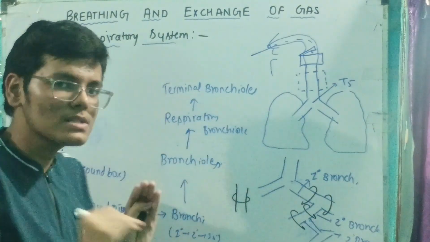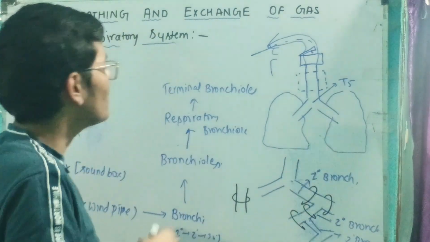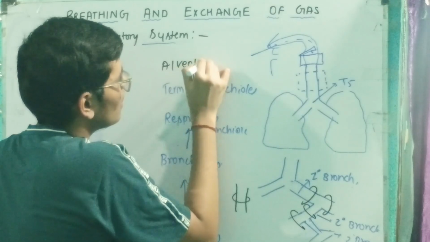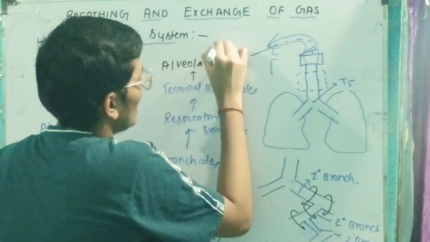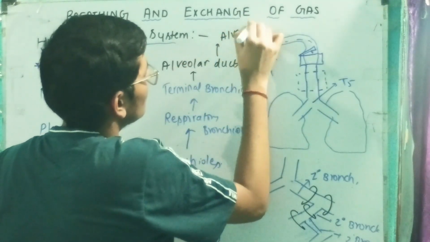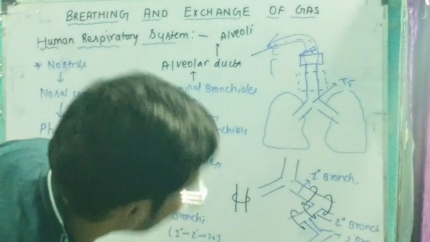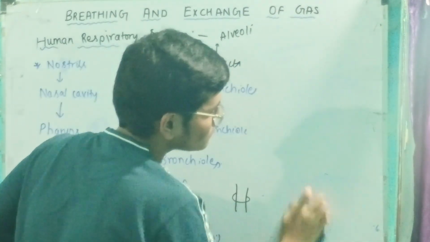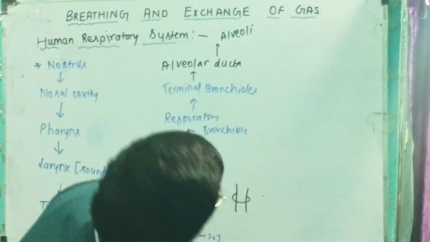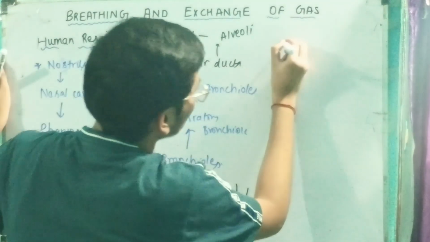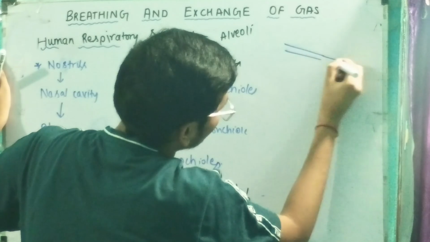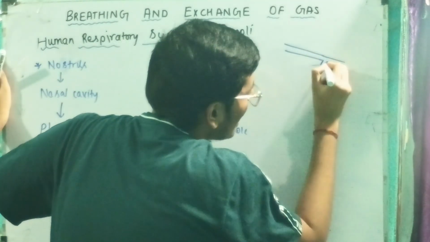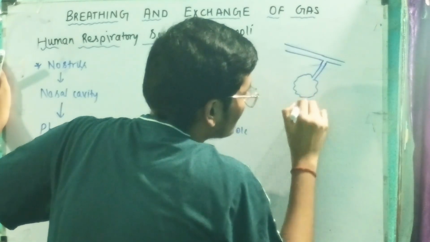Till respiratory bronchioles, we have the C-shaped rings. After terminal bronchioles, we have alveolar ducts, and then we have alveoli. Now, to explain alveolar ducts and alveoli, we have to rub this. These bronchioles are divided into alveolar ducts. These are very thin ducts and they comprise alveoli.